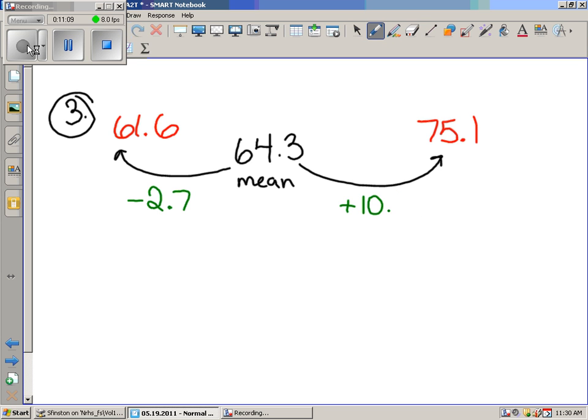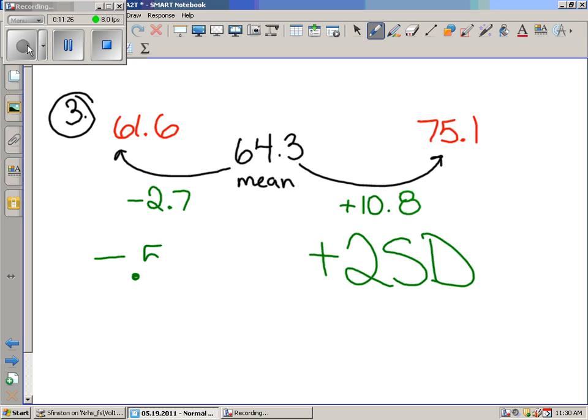5.4. If each standard deviation is worth 5.4, how many is 10.8? This is plus 2 standard deviations. What about this one? Minus a half. This is minus half of a standard deviation.